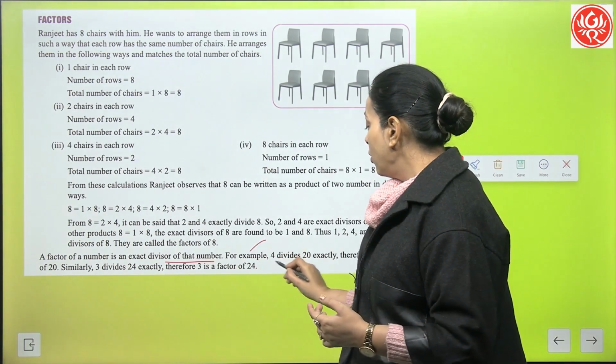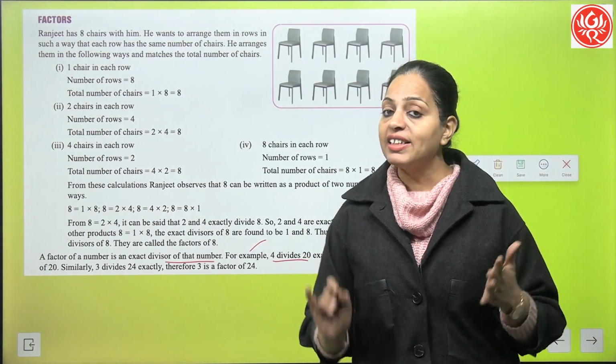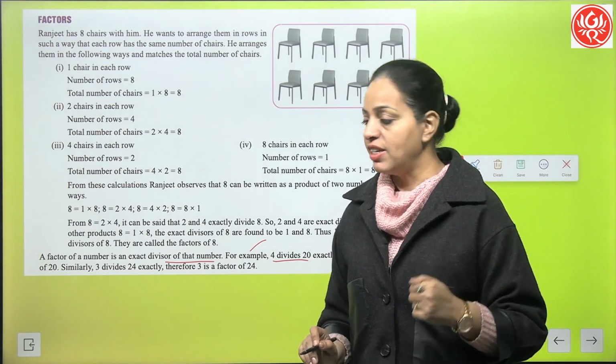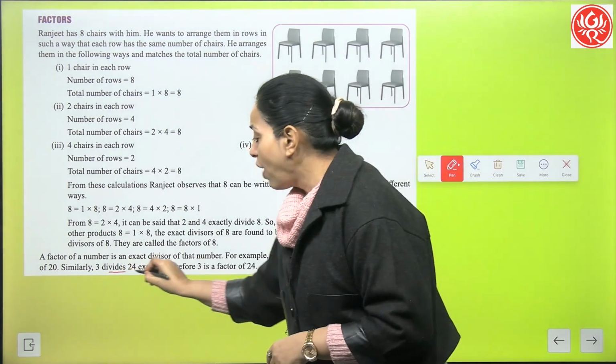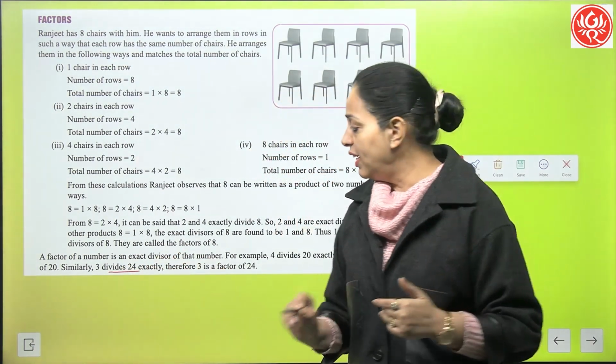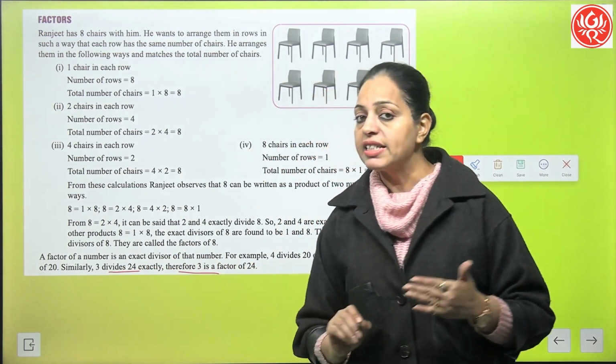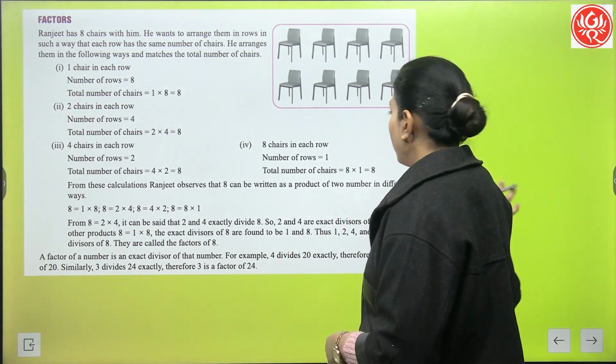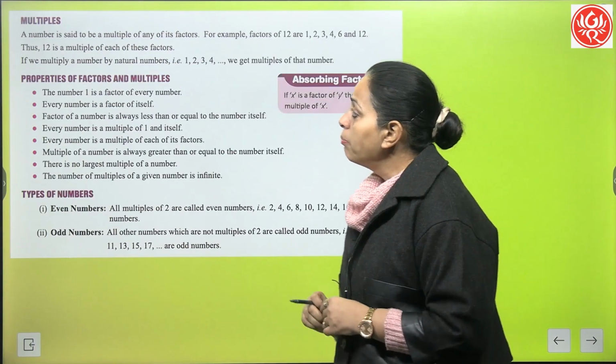For example, 4 divides 20 exactly. It means 4 is a factor of 20. Similarly, 3 divides 24 exactly. So therefore, 3 is a factor of 24. Okay? So very interesting. Now, multiples.